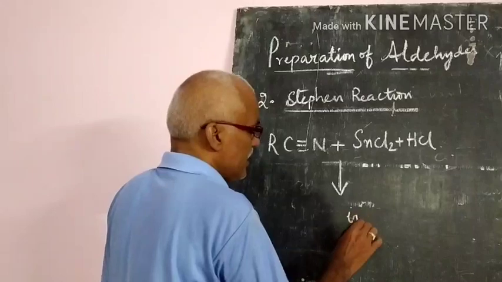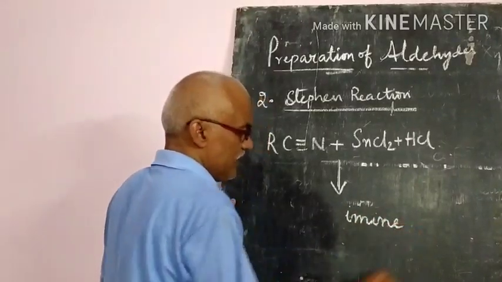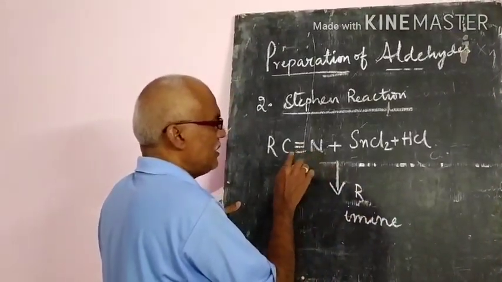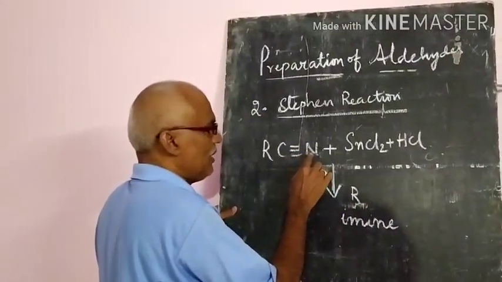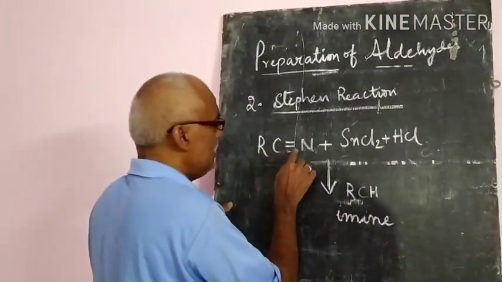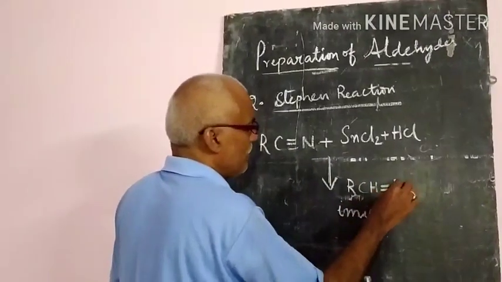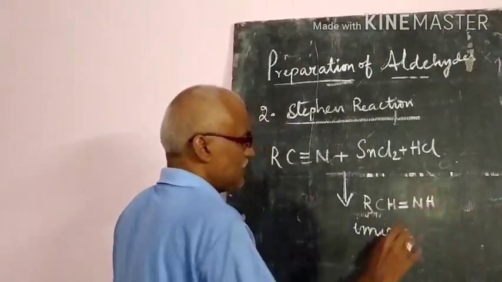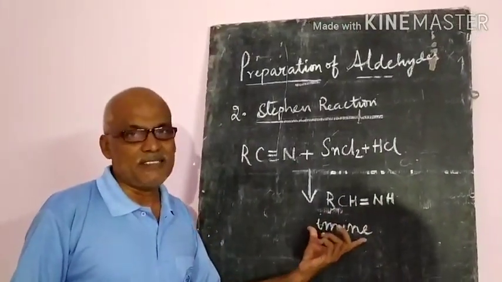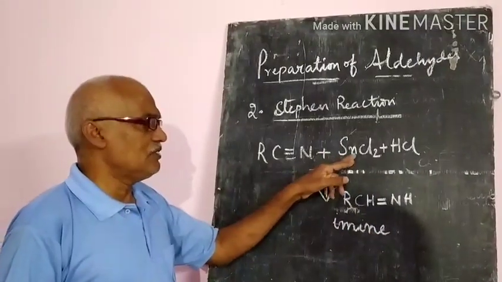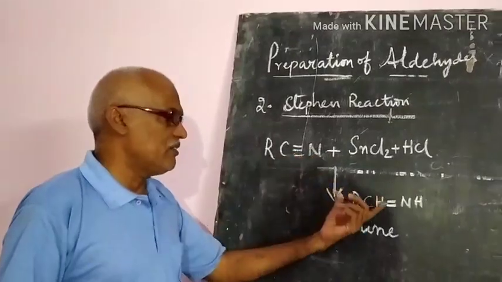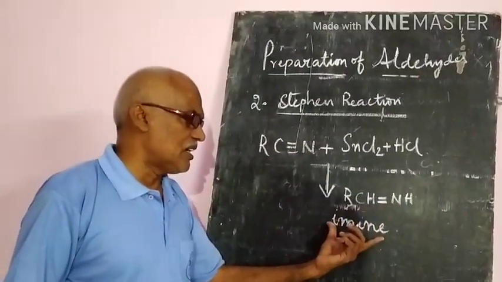They are called imines. Here the C triple bond N is reduced to RCH=NH. That means one hydrogen is attached, this bond will be broken down, a double bond will be there, and one more hydrogen will be added to the nitrogen. So these intermediate compounds are called imines. In the presence of stannous chloride and hydrochloric acid, nitriles give the intermediate compound, the imine.